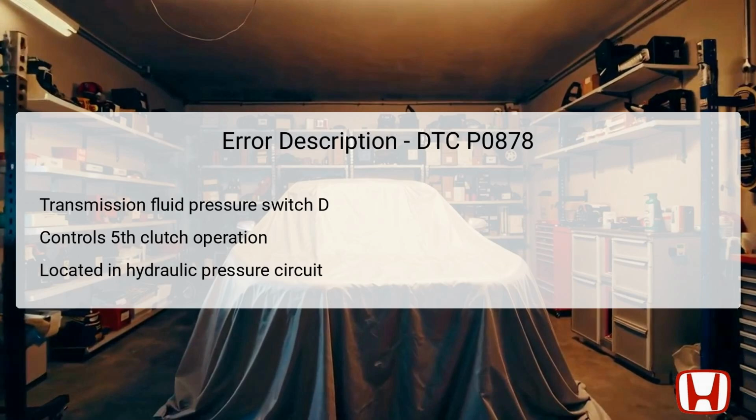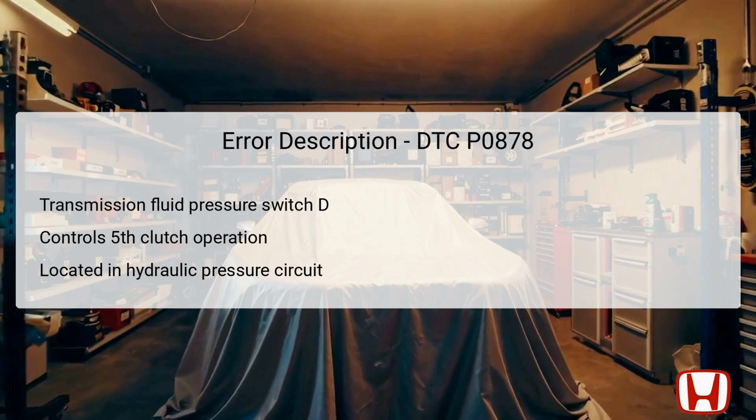The error at hand, DTC P0878, points to a malfunction in the transmission fluid pressure switch D, which plays a vital role in regulating the functionality of the fifth clutch within the transmission system. This switch is located within the hydraulic pressure circuit, specifically designed to determine if hydraulic pressure is being delivered to the fifth clutch. In normal operation, when pressure is applied, the switch activates, providing necessary data to the PCM regarding gear changes. When the pressure is not supplied, the switch deactivates, indicating a problem.